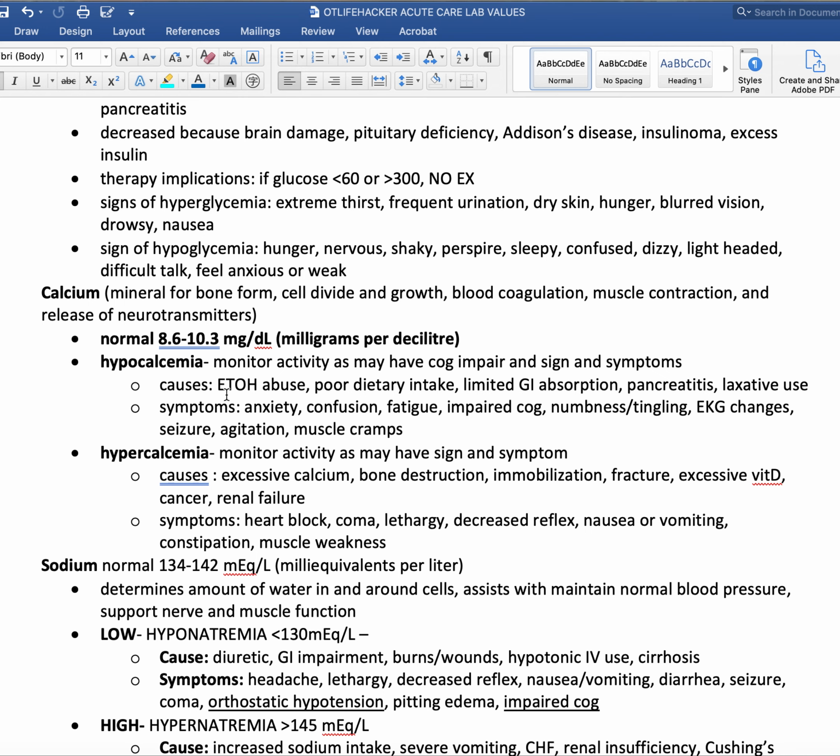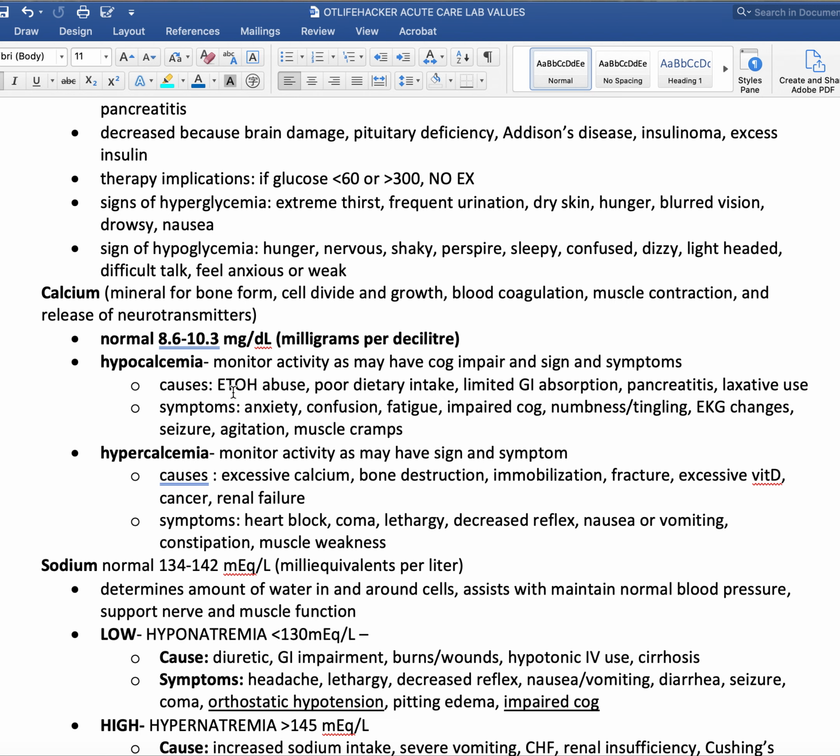For calcium, this is what is needed for bone formation and cell division and growth, as well as other things. Normal is 8.6 to 10.3, and hypocalcemia, which is below the normal, you'll need to monitor activity, as this may have cognitive impairments.